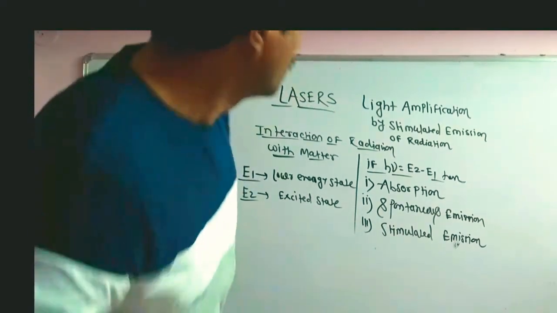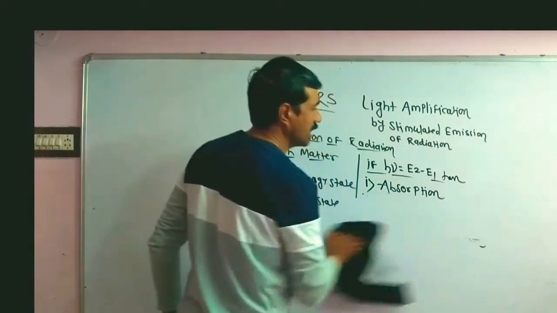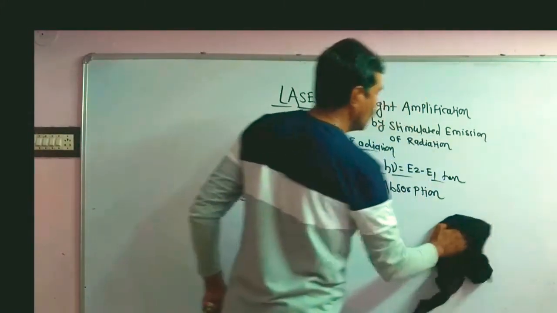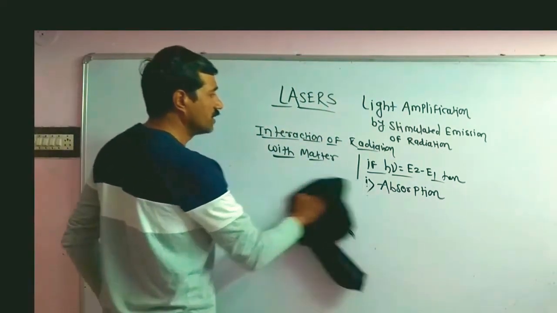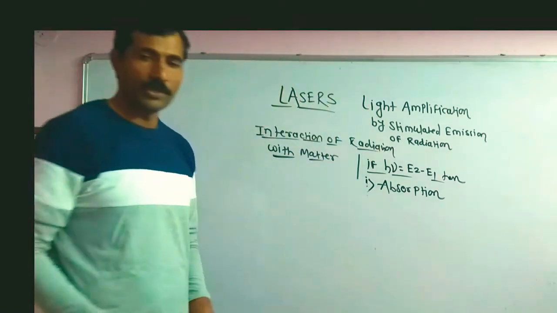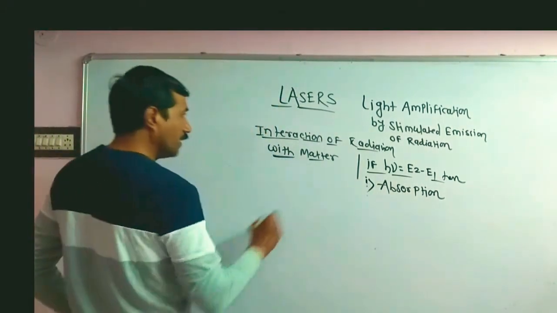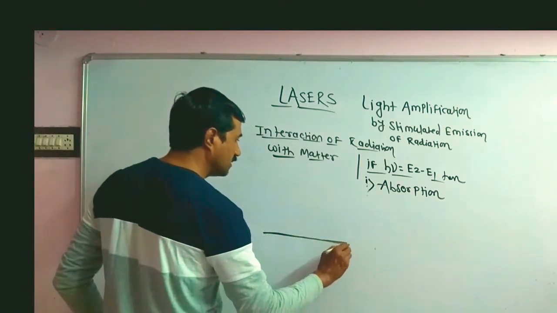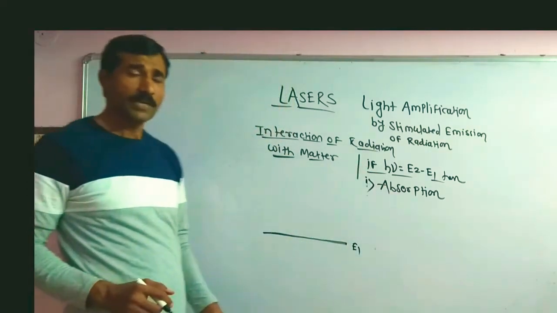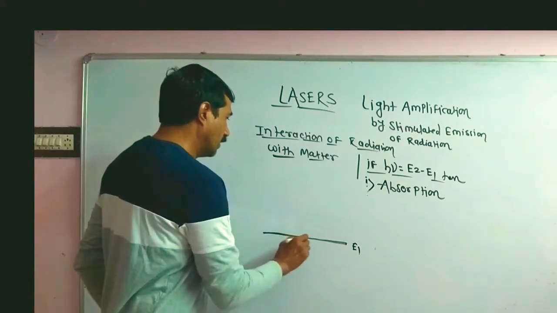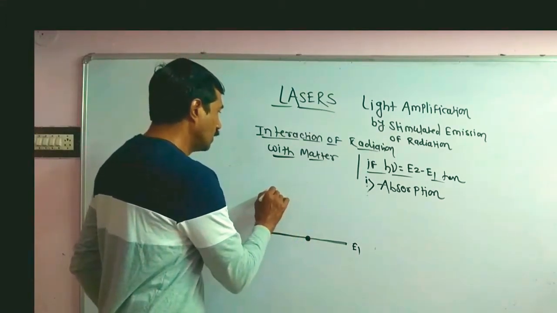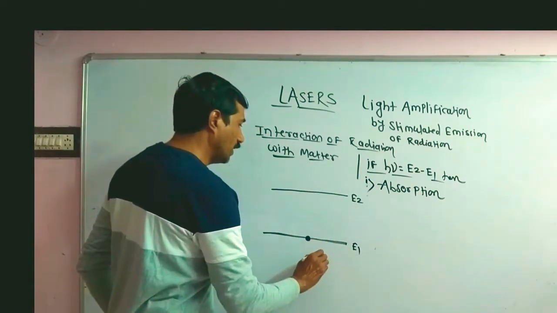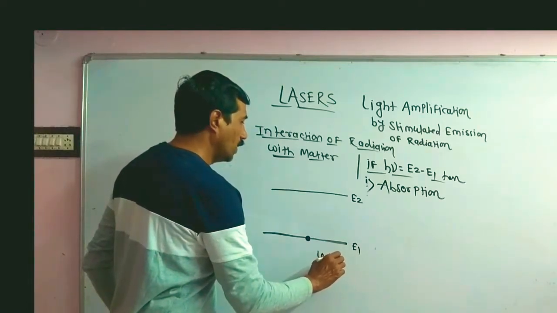Then we discuss the absorption process, how it occurs in a material medium, and how the atom goes from one energy state to another energy state. In the absorption process, initially the atom resides in the lower energy state, denoted by E1, and E2 is the excited state. E1 is the lower energy state.